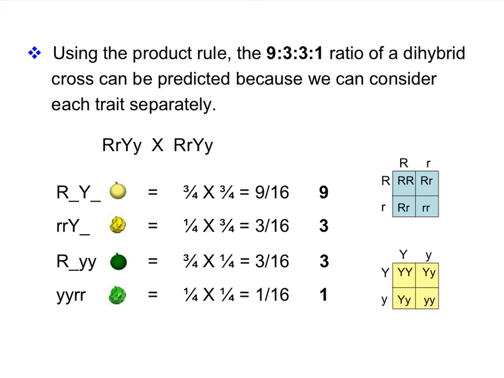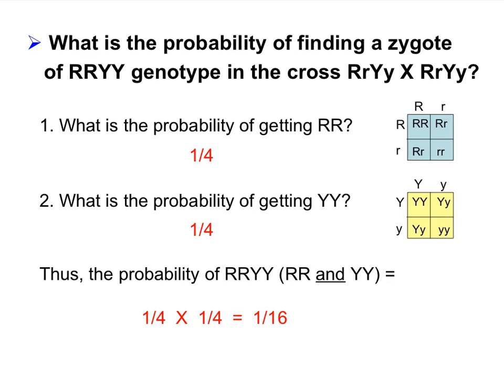Well, what about little r, big Y blank? Little r is only 1 out of 4. The big Y blank is 3 out of 4. So what would you expect? 1/4 times 3/4 equals 3/16. For this gene combination, little y is only 1 out of 4, the other is 3 out of 4, 3/16 again. And what are the chances of getting little r, little y? That's 1 out of 4 times 1 out of 4, 1/16. So this 9 to 3 to 3 to 1 ratio is mathematically predicted using that product rule. Oh, here it is. Here's the answer to that.